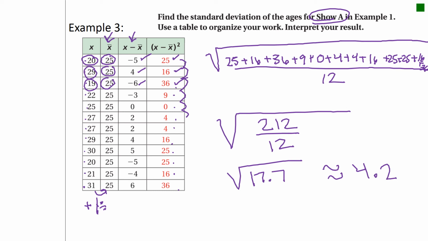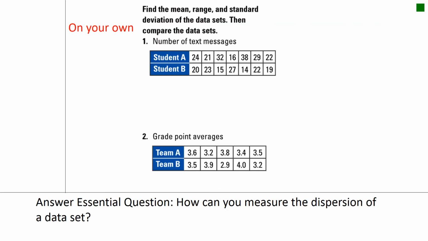Now I take the square root of it, and the standard deviation is approximately 4.2. Now we have to interpret our results. What does it mean? It means that the typical age from show A differs from the mean by about 4.2 years. That's telling you how far you're going to be, in years, between the average and the data points. Again, we're looking at those deviations.